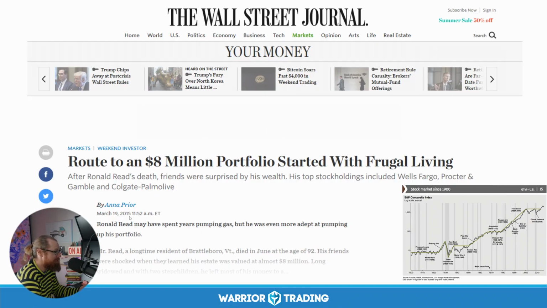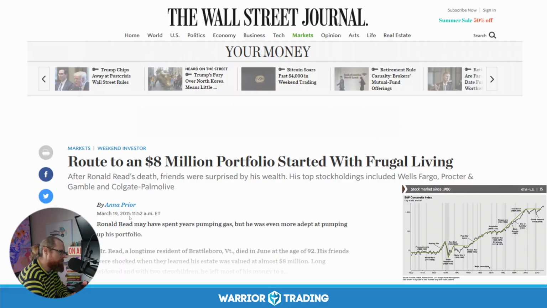But when he died in 2015, he had an $8 million portfolio, and he left it to the Brattleboro Hospital and to the Brattleboro Library, giving them, I think at the time, the biggest single donations they had ever received. He died at the age of 92. And nobody knew about this wealth. But what he had been doing, since he was a young man, and he was a mechanic, he didn't earn a lot of money, but he was buying shares of dividend-paying stocks. And he was having the dividends automatically get reinvested.